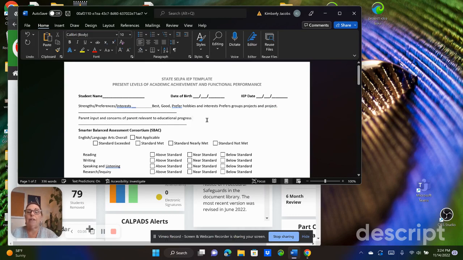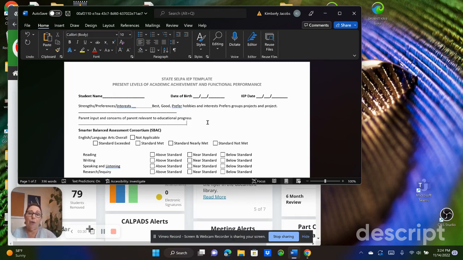When I'm preparing a draft IEP, I don't ever type anything into the parent input or concerns unless they've contacted me a couple weeks prior to the IEP or when they get the invitation. I will at this point in the meeting, and this comes pretty quickly the way I set mine up, ask them if they have any input that they want me to document, if they have any questions that they want me to address during the meeting.